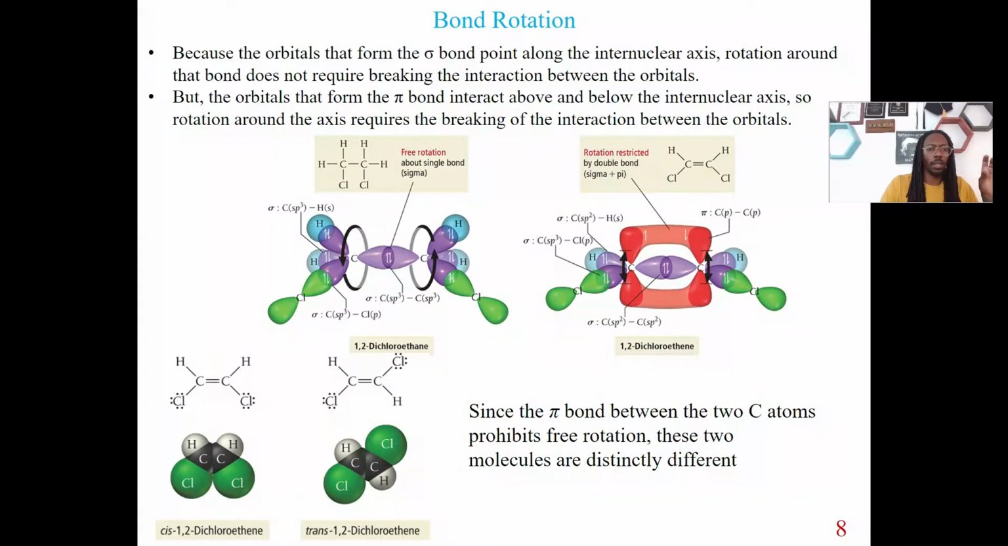Cis-1,2-dichloroethene. Dichloro is letting me know I'm going to have two chlorines bound to my double bond here. Cis is letting me know that my hydrogens are on the same side of each other. Trans is letting me know that they're on different sides of each other. That's essentially it. But based on this, because there's a pi bond, they're going to be stuck in this arrangement. Because they're stuck in this arrangement, it's always going to be cis or trans. That's essentially what that's saying there. But that's bond rotation. Let's go back to valence bond theory.